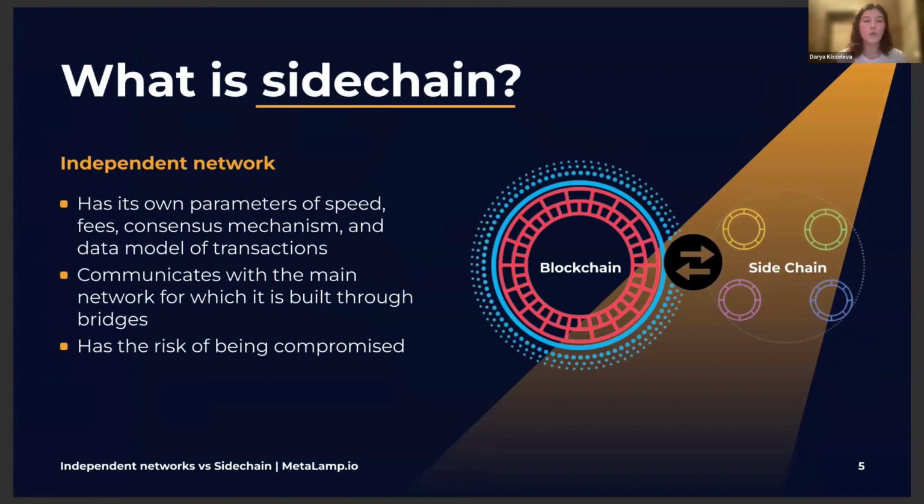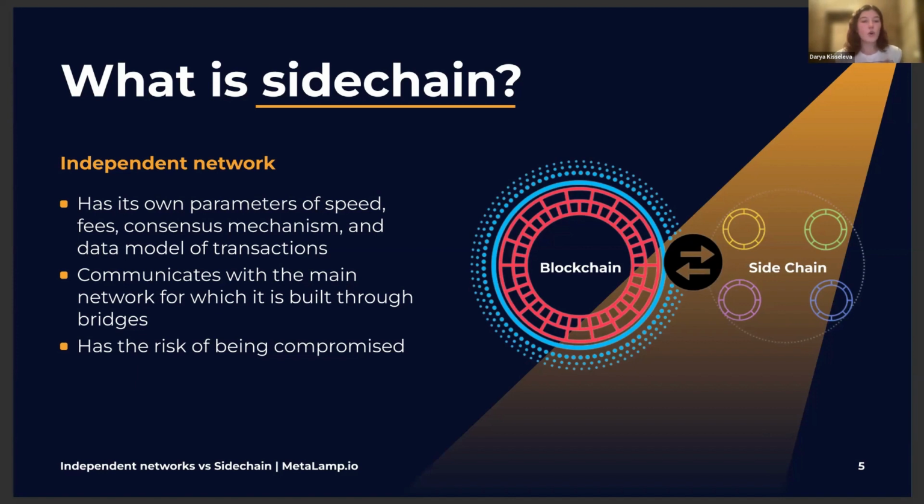First, let's clarify what a sidechain is. A sidechain is also an independent blockchain that can have its own parameters of speed, fees, consensus mechanism, and data model of transactions. A sidechain always communicates with the main network for which it was built through bridges, which can move data from the main network to the sidechain and vice versa. This allows a product running in a sidechain to operate with data received from the main network and gives the advantages of the particular sidechain in terms of transaction speed and lower commissions.